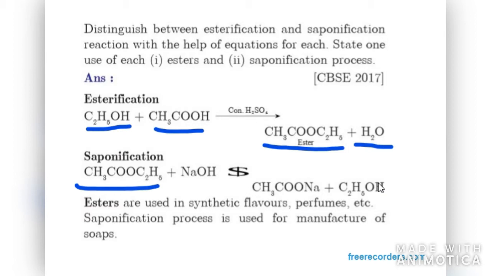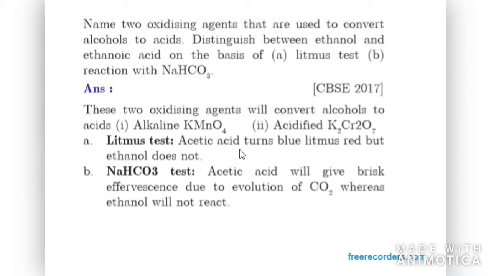So esters are actually used in synthetic flavors and perfumes, and saponification is actually used in the manufacture of soaps. Let's start with the next question. It says name two oxidizing agents that are used to convert alcohols to acid. So we have two oxidizing agents that can convert alcohol to acids. First is alkaline KMnO4. The second one is acidified potassium dichromate.